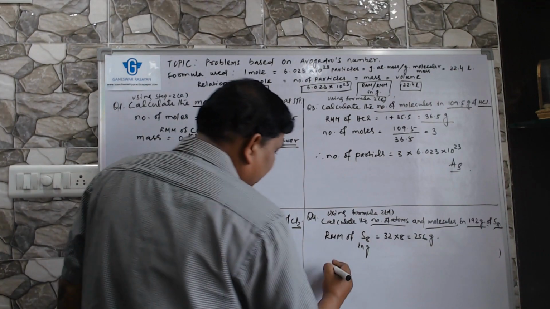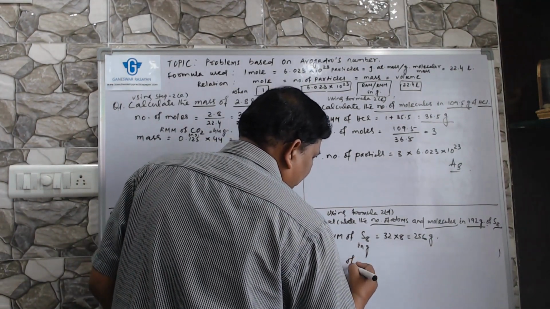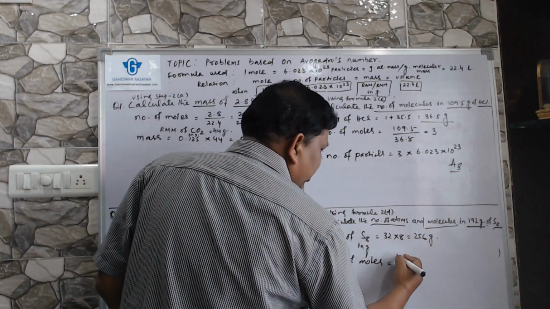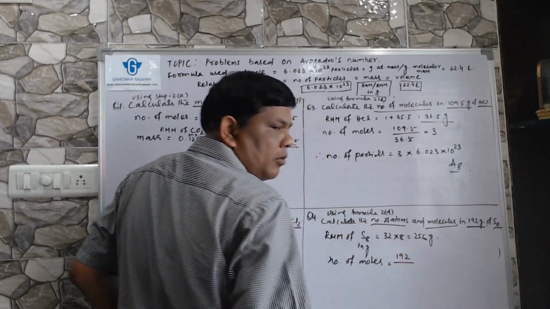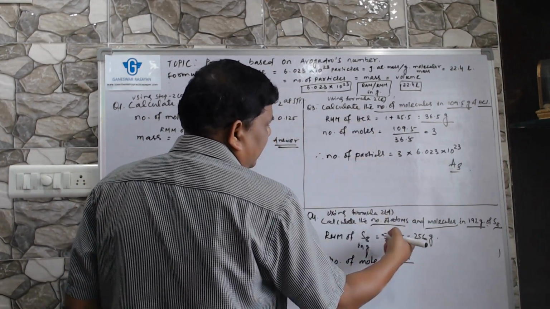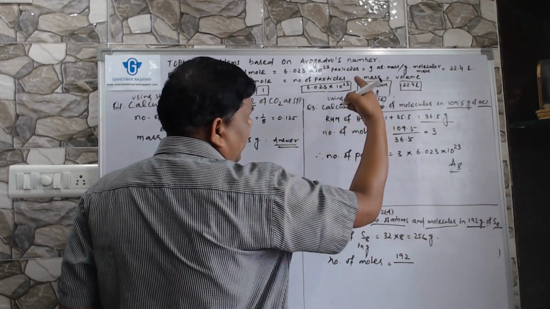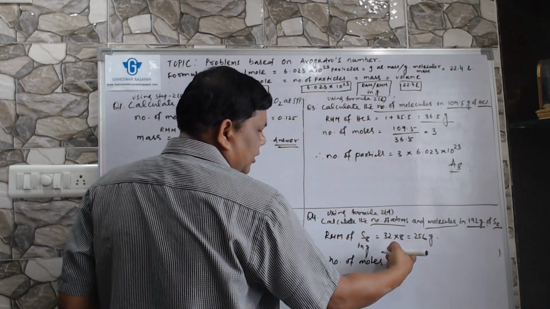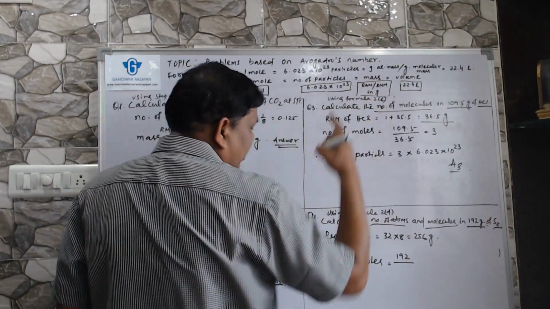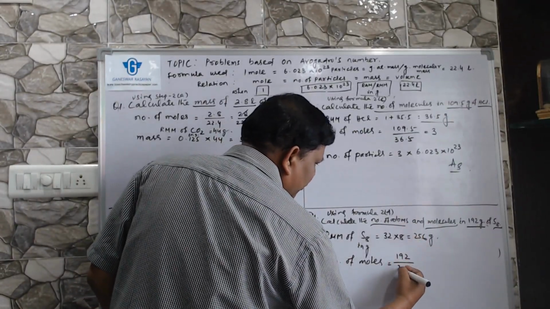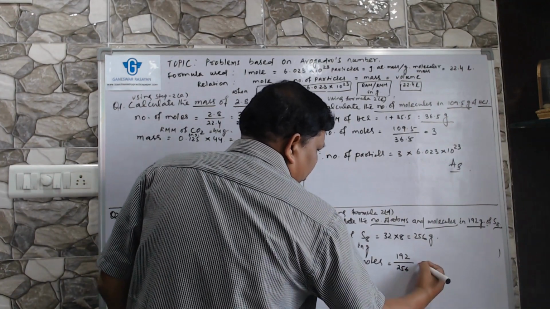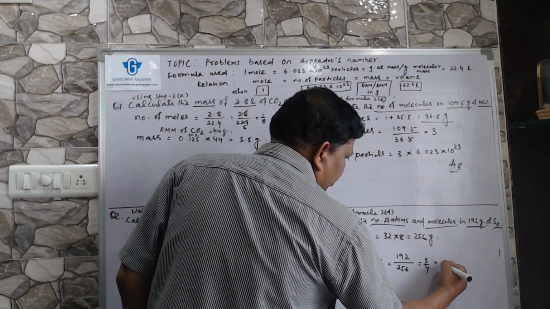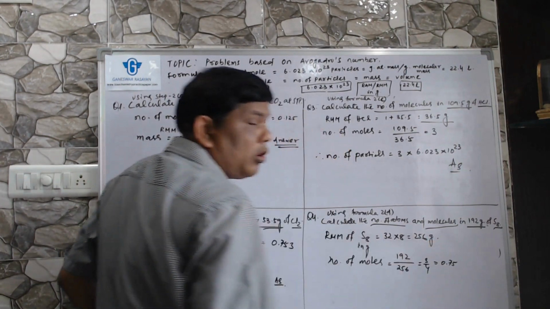Number of moles as usual. Number of moles is equal to given quantity, 192, over RMM. The corresponding quantity in the formula is your mass, because this is mass, this should be mass, and here it is RMM in gram, and we calculated 256. So this is 3 by 4. If you calculate, 0.75 moles.